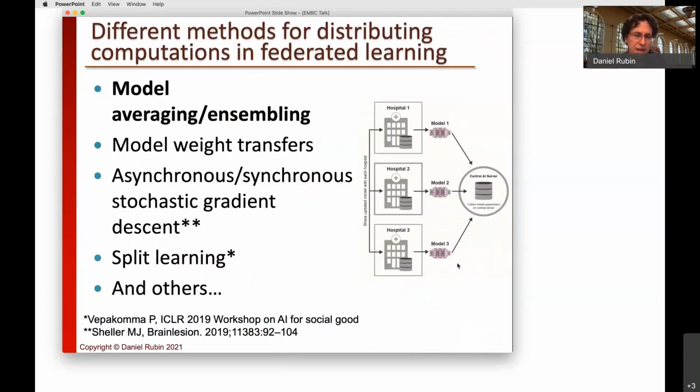The next thing, besides standards for terminologies, is how are you doing the aggregation of the models?